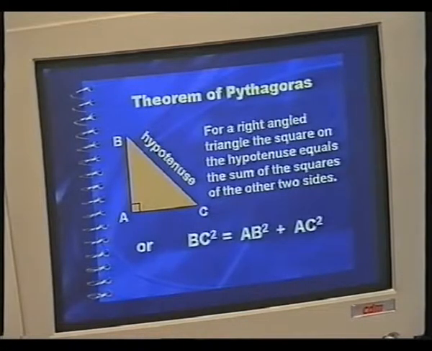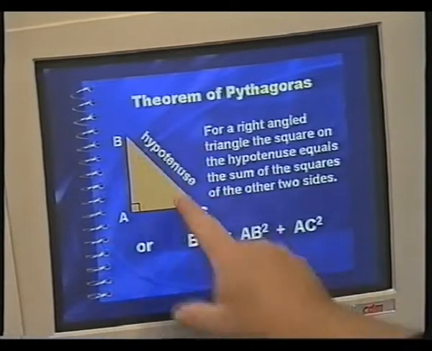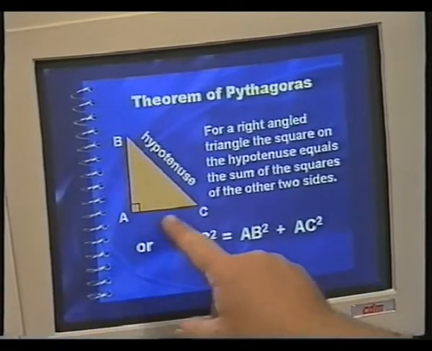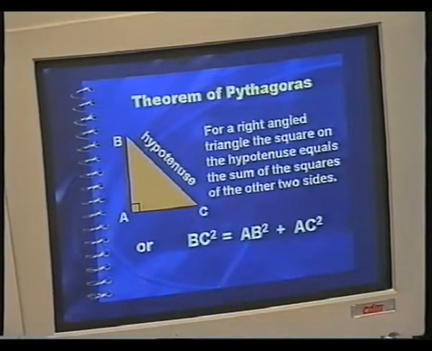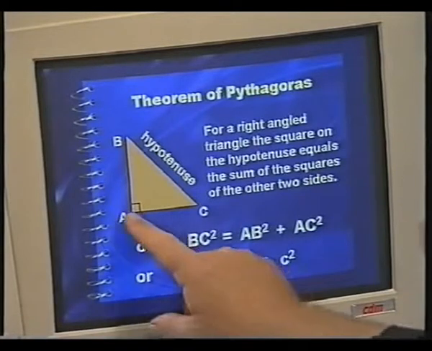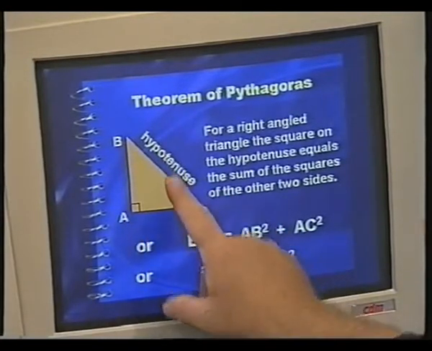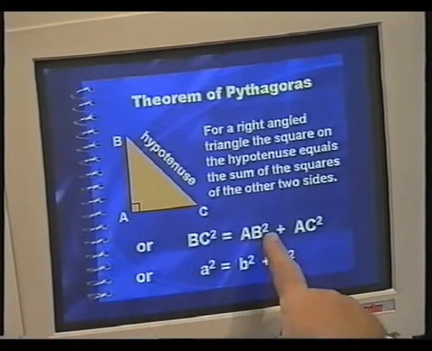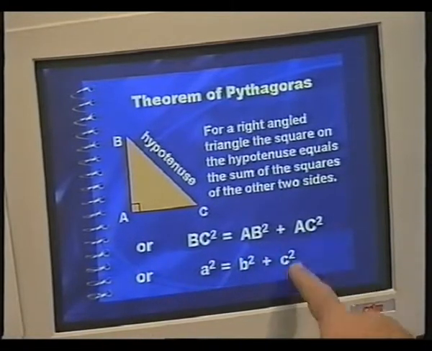Now, mathematically, that's expressed as BC squared is equal to AB squared plus AC squared. Sometimes it's written differently because BC might be called little a because it's opposite angle A, and AB is called little b and AC is called little c. So you might see it as a squared equals b squared plus c squared.